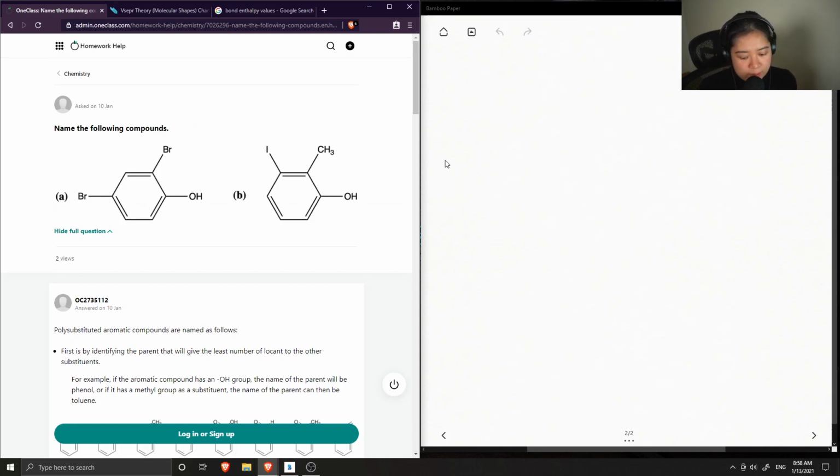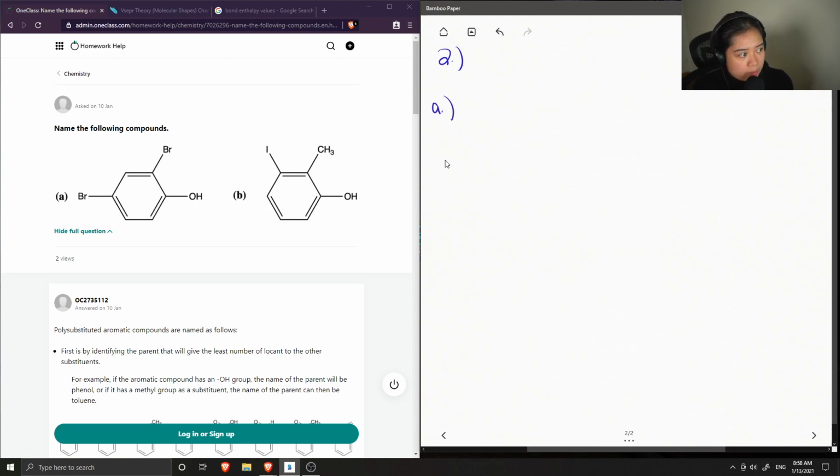Okay, question number 2 is to name the following compounds. So here we have 2 phenyl groups, and they all have different substituents. So this is a benzene ring, which is a 6-membered aromatic ring.